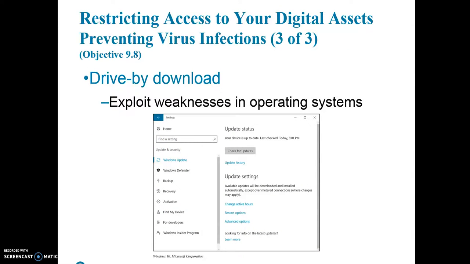There's something called a drive-by download. This is basically when a virus exploits some sort of weakness in your operating system. This type of attack, known as a drive-by download, affects about 1 in 1,000 web pages. So what happens is you visit a website, and somewhere in there you may click on something, and without knowing it, your computer becomes infected.